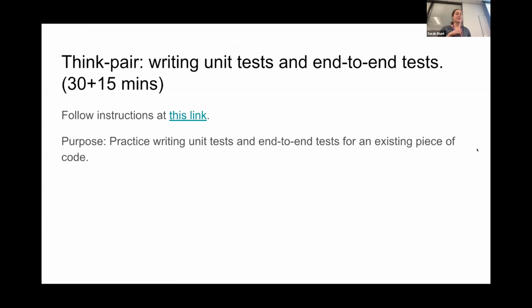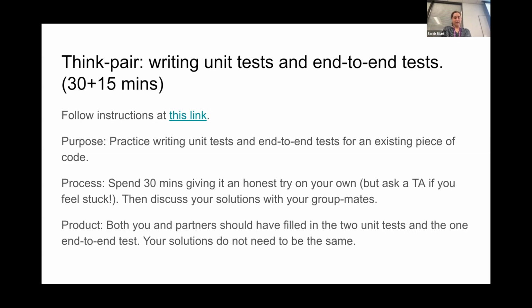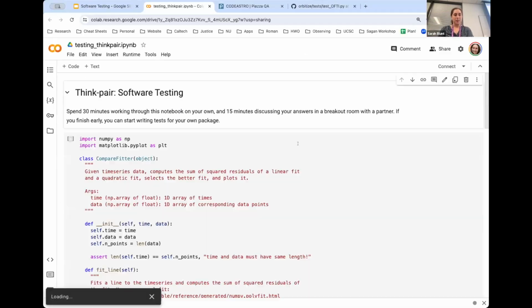The purpose of this activity is to practice writing unit tests and end-to-end tests for an existing piece of code. Spend 30 minutes giving it an honest try on your own, but of course ask a TA if you feel stuck. Then the next 15 minutes discussing your solutions with your group mates. At the end, both you and your partner should have filled in the 2 unit tests and 1 end-to-end test. You might have different solutions, that's totally fine. And then at the end, I'm going to walk through my solution. So let's go to the link. I can show you what this looks like.